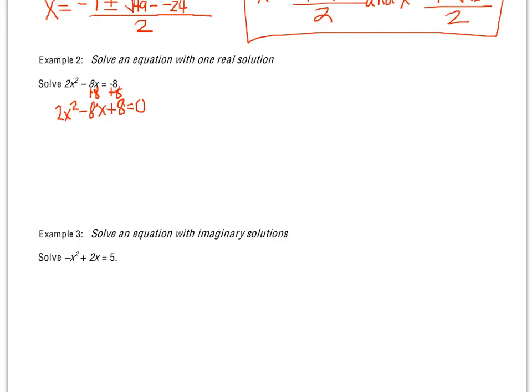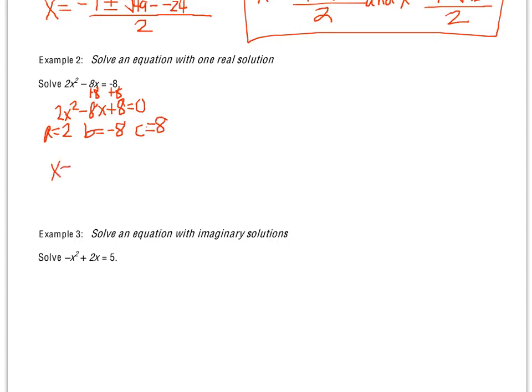Okay, so we've got it in standard form now. We've got it set equal to 0, so a is 2, b is negative 8, and c is positive 8. So let's fill in our quadratic formula.